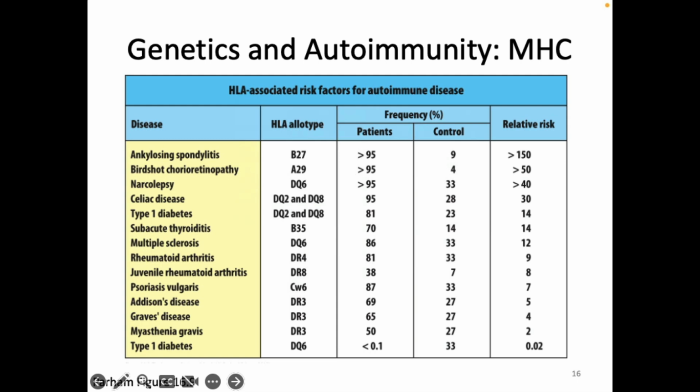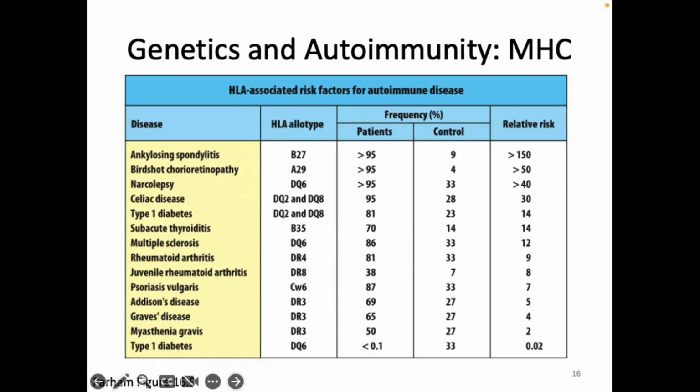And so really the gene that is most closely related or most closely linked to autoimmunity is MHC type. You can see, for example, in ankylosing spondylitis, most patients have HLA-B27. In fact, more than 95% of patients with this disease have HLA-B27, while it's much more rare in control patients. And so we can also see a relative risk here.